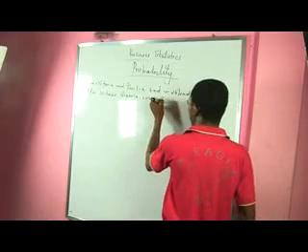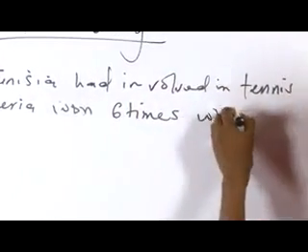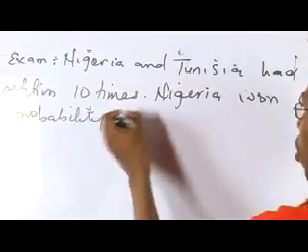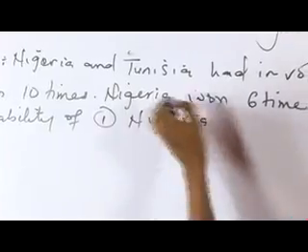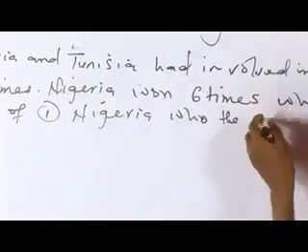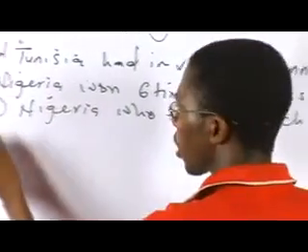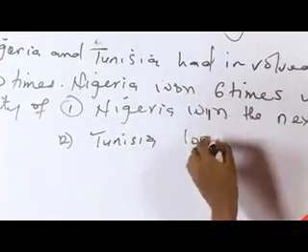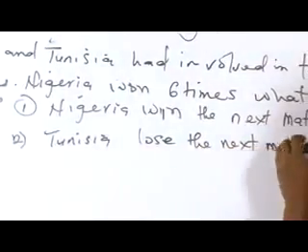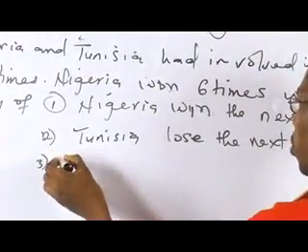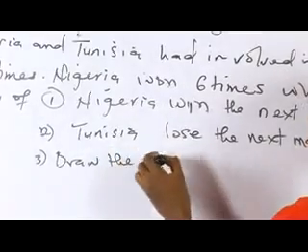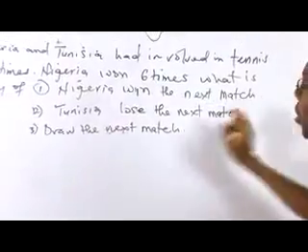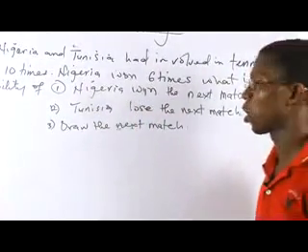Won 6 times. What is the probability of one, Nigeria winning the next match? Another one, what is the probability of Tunisia losing the next match? Three, the probability of a draw in the next match. Now, the first one is the probability of winning the next match. The second one is Tunisia losing the next match, and the third one is a draw in the next match.